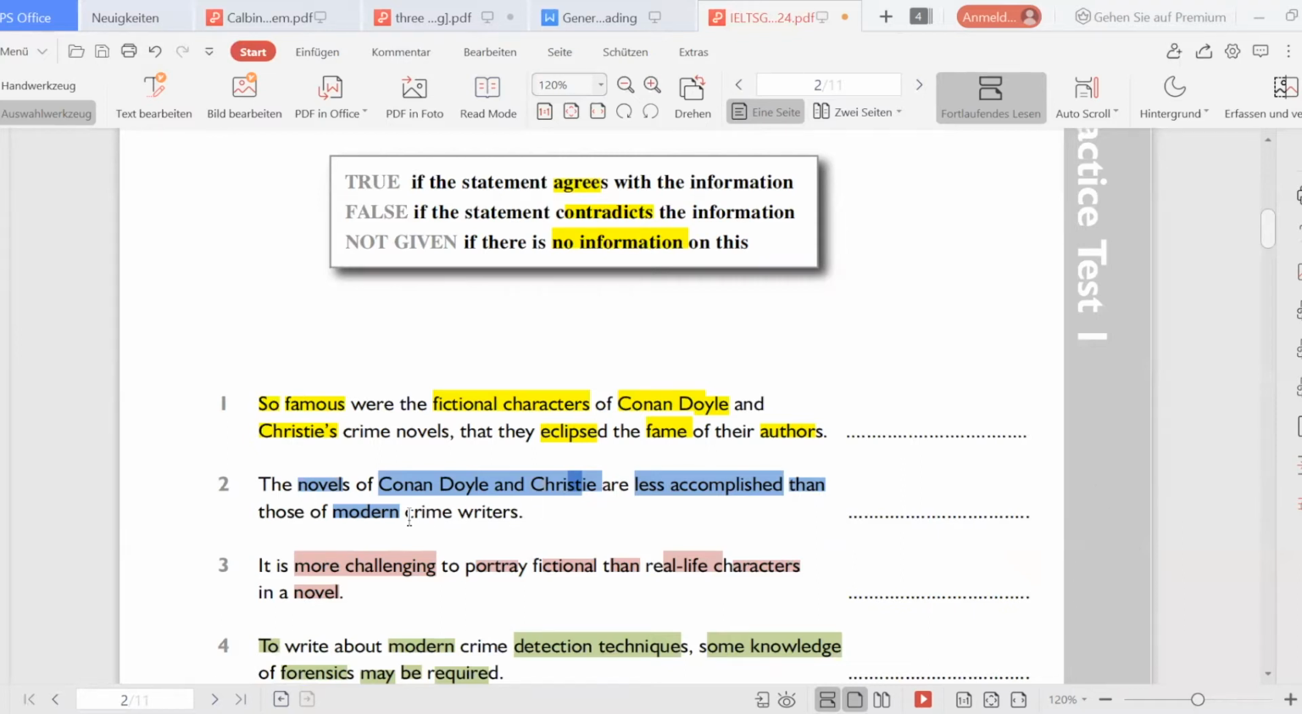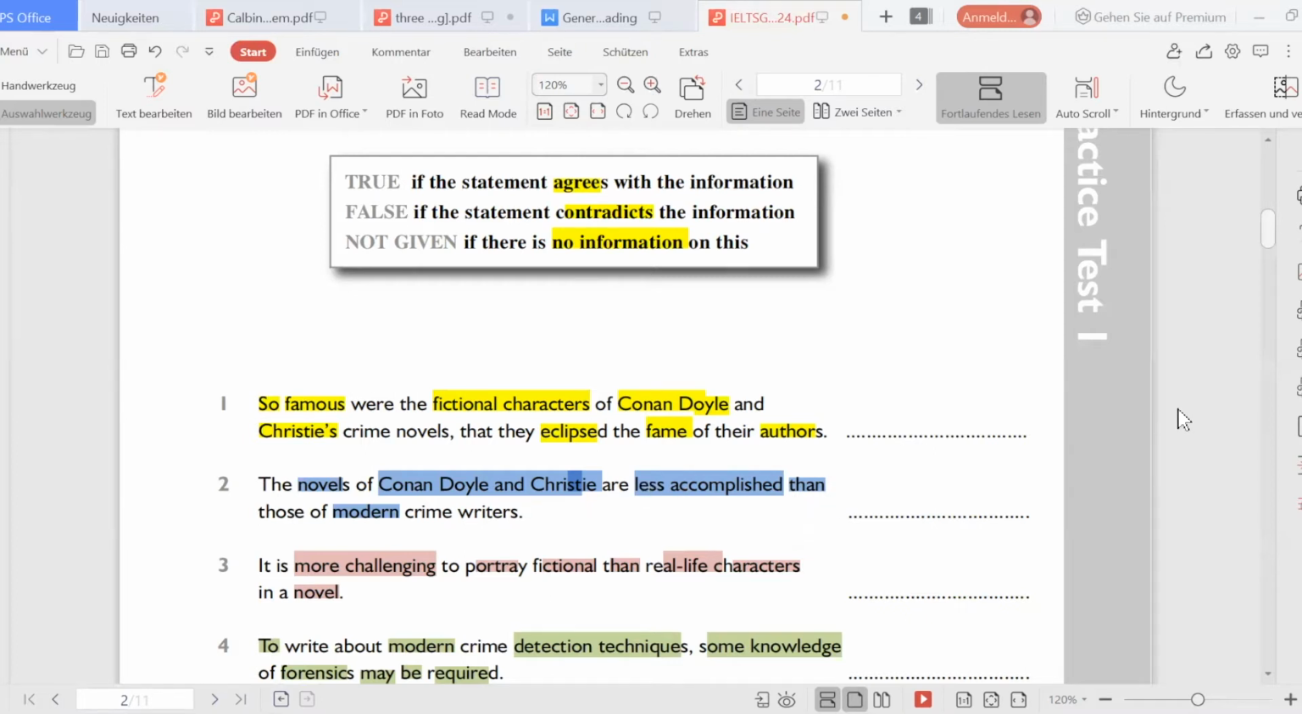I want to pinpoint here that you should highlight most keywords that you see, especially for these sets of questions. You will have some keywords that will not be there, because they're expressing the idea in the question, which you will need to compare to what the sentence says. The same is what we found here. "Eclipse the fame of their authors" in number 1, all right, was the key idea that we needed to compare to what the statement was saying. So here the key idea is "less accomplished than."